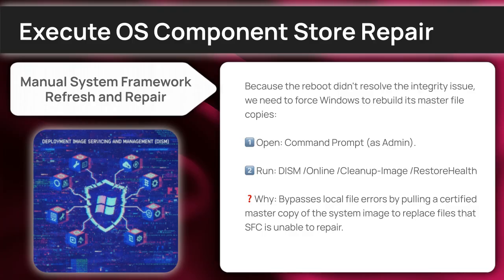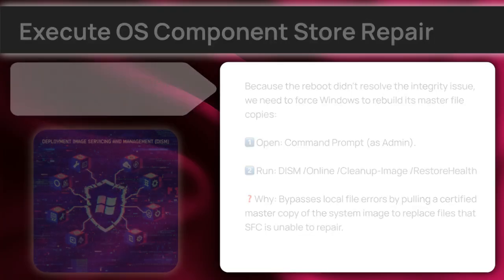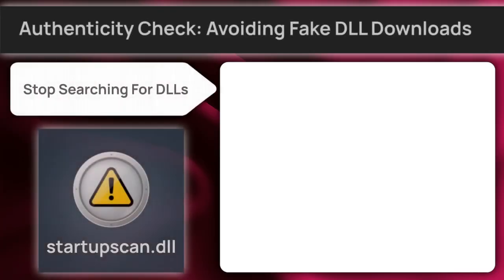Why are we doing this? Well, it bypasses local file errors by pulling a certified master copy of the system image to replace files that SFC is unable to repair. To avoid future system conflicts, there is one specific security trap we should discuss.